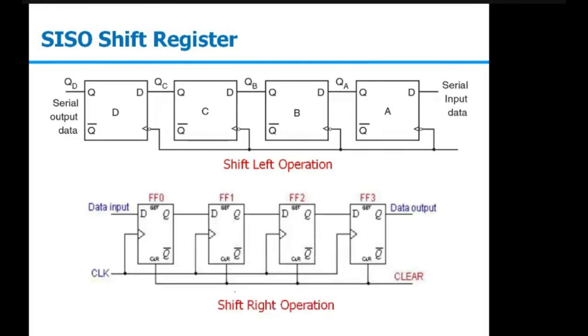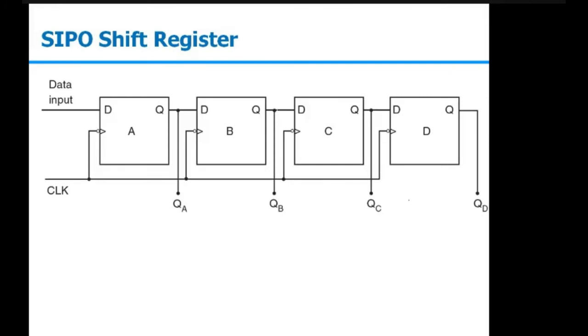I can similarly have a shift right operation where data will be provided at this node from the MSB side. We can take it from LSB. The next one is the serial in parallel out. In the serial in parallel out, we will be providing the data serially, but we will be reading it all at once. So for 4-bit storage, we need only 4 clock pulses to store the data.